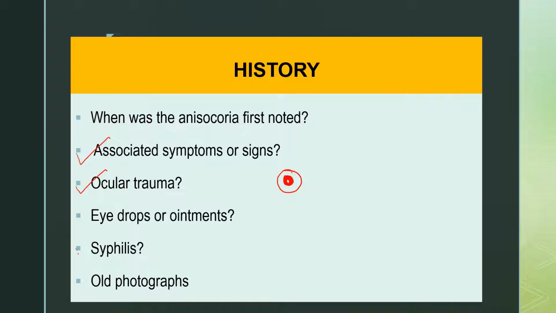Then, of course, you ask for any symptoms or history of syphilis, because that can also lead to certain pupillary conditions like the Argyll Robertson pupil. Sometimes you also ask for old photographs so as to compare whether anisocoria was present previously, or at what age it appeared in the patient's life.